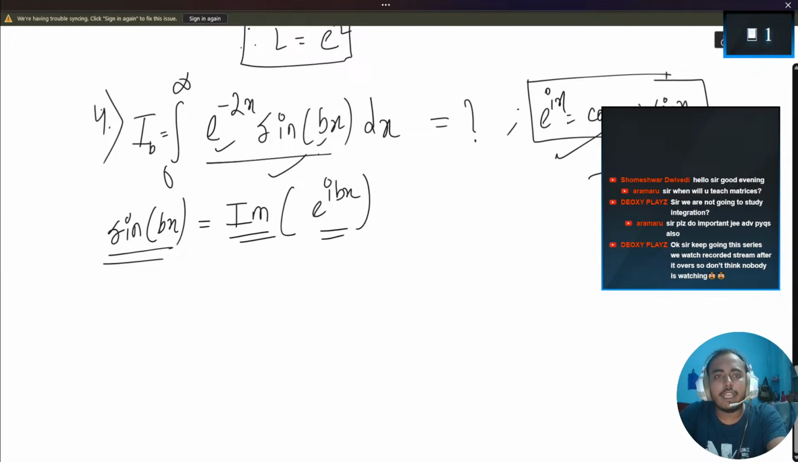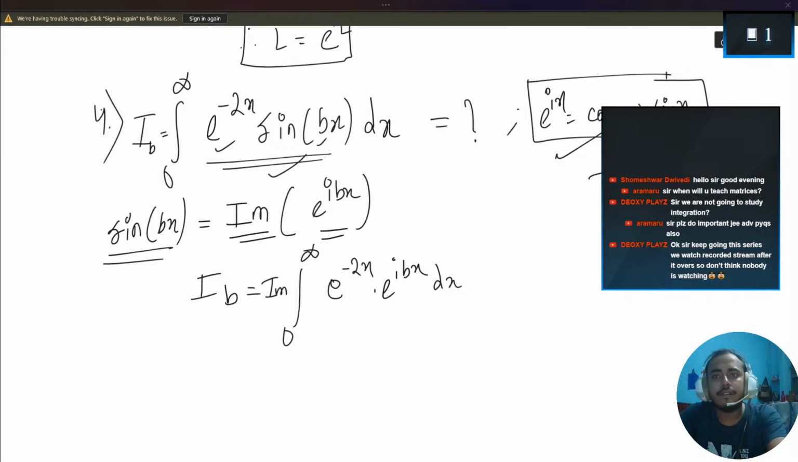So if you want to evaluate this in a very straightforward way, you can simply do integral from 0 to infinity, and instead of sine of bx, you can simply write the imaginary part of e to the power minus 2x into e to the power ibx dx. And this would mean that this is the imaginary part of integral from 0 to infinity of e to the power, and if you take minus x common, it simply gives you minus (2 minus ib) x dx.